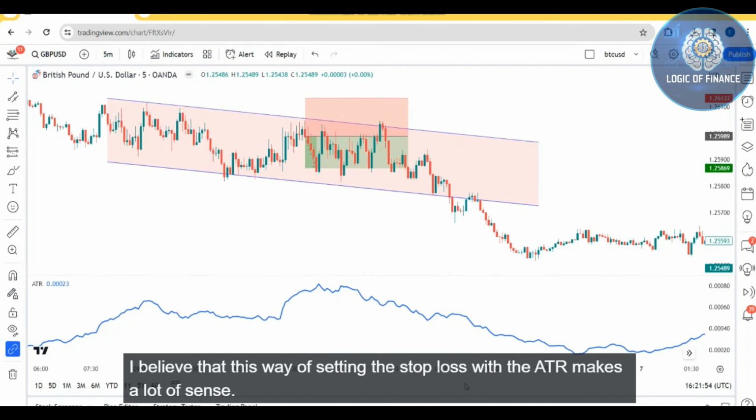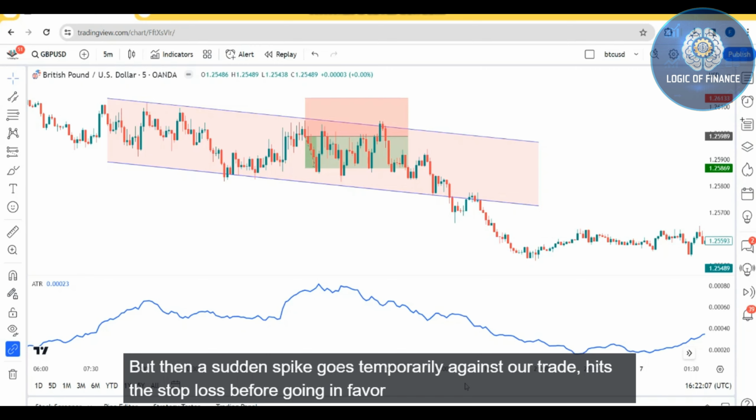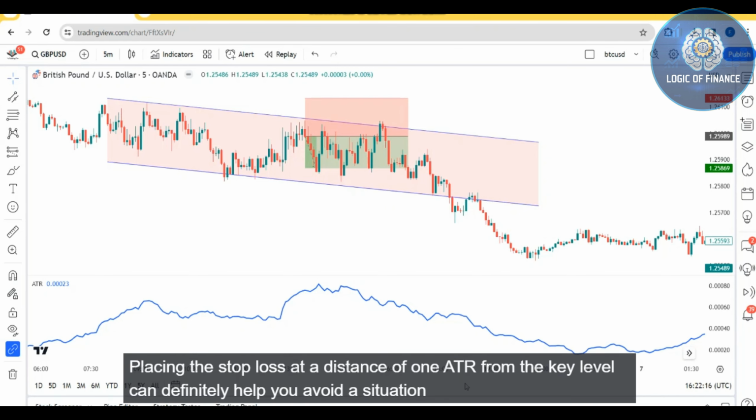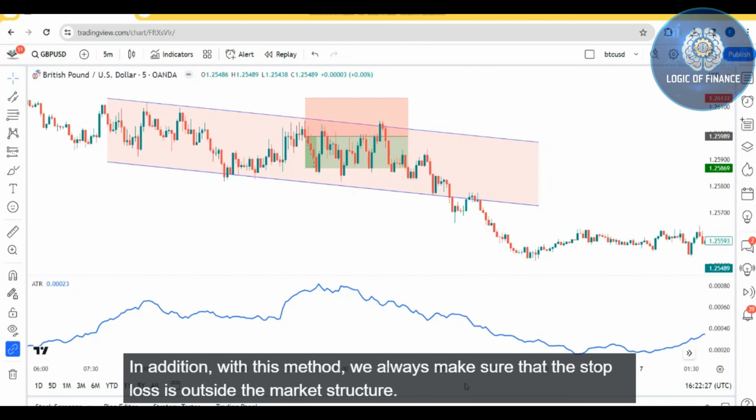I believe that this way of setting the stop loss with the ATR makes a lot of sense. Many times we see in trading that we are right about the direction of the market, we are right about the entry, but then a sudden spike goes temporarily against our trade, hits the stop loss before going in favor of our trading idea. Placing the stop loss at a distance of 1 ATR from the key level can definitely help you avoid a situation like that. In addition, with this method, we always make sure that the stop loss is outside the market structure.